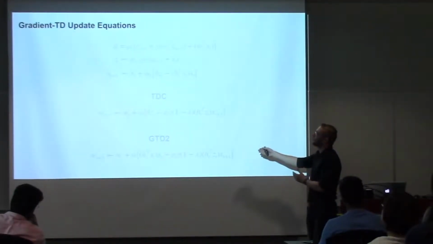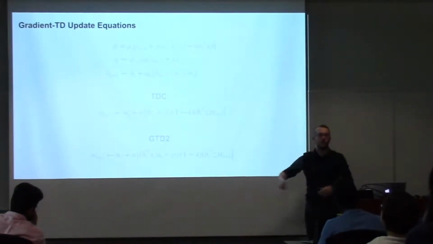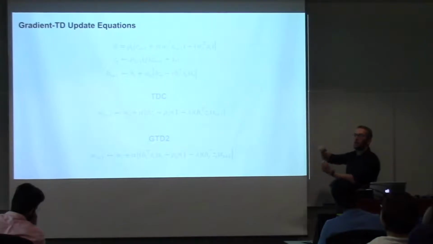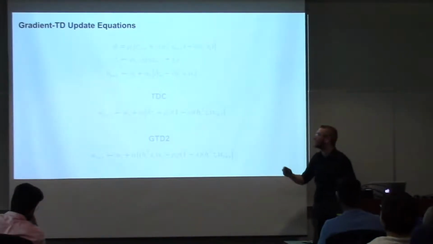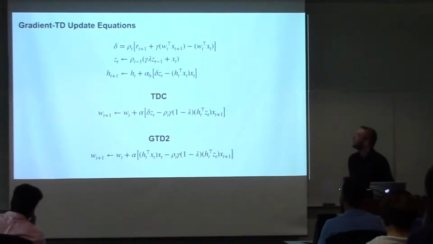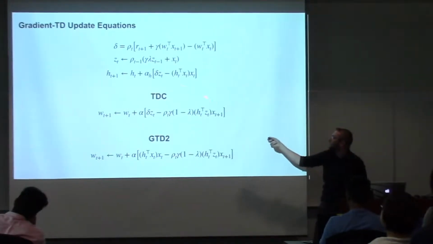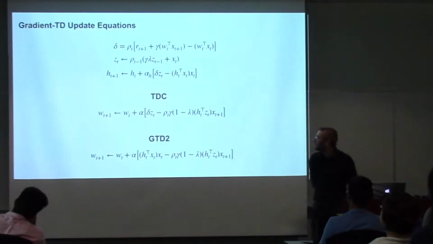These are the updates for gradient TD methods. I'll point to, with arrows and circles, the things that are important here. I just didn't want to wow you guys with a bunch of equations and make you think that you had to read them. So anyways, these are the update equations for gradient TD. The first three up here are shared between both methods. Then TDC has this update for its primary set of weights.